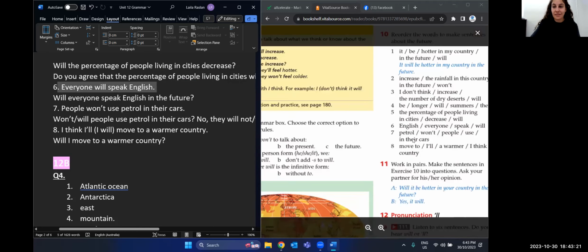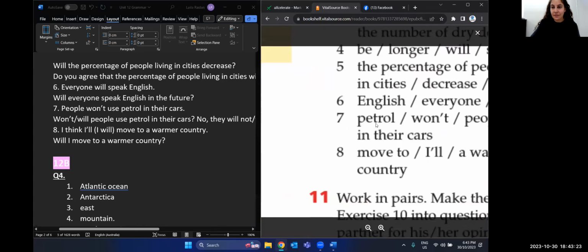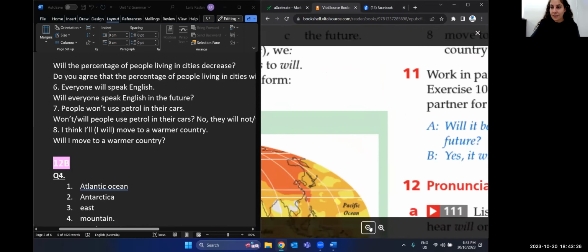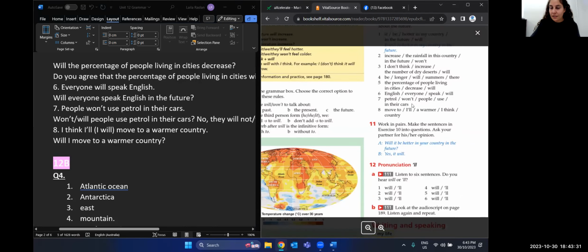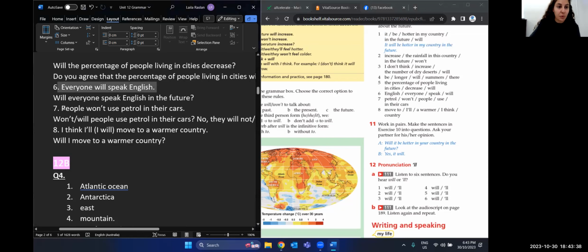Number 7. Yeah, so people won't use petrols in their cars. Yeah, that's a negative. They won't. If I want, I can make a question. Will people use petrols in their car?